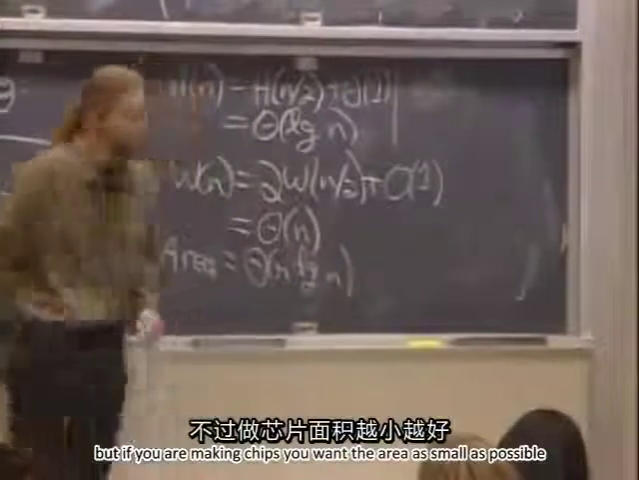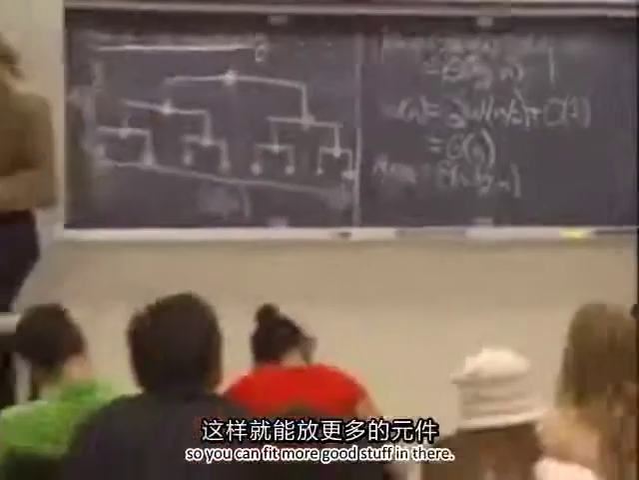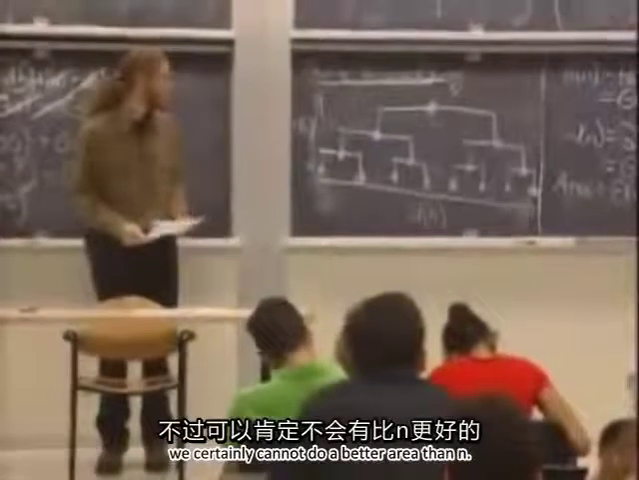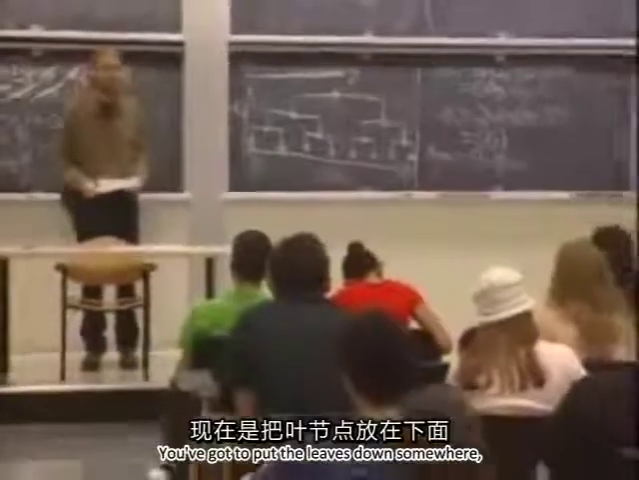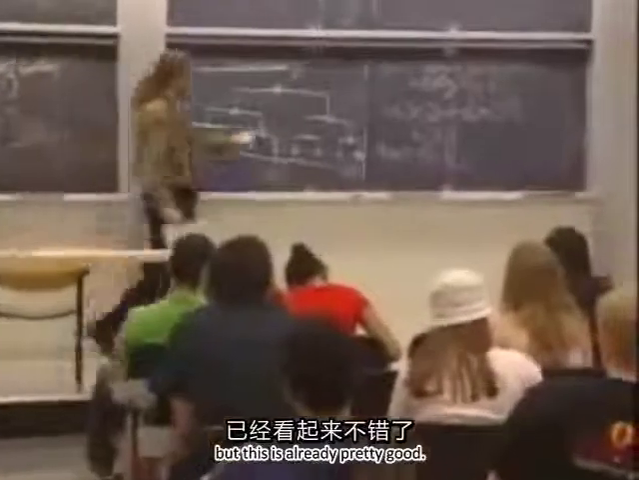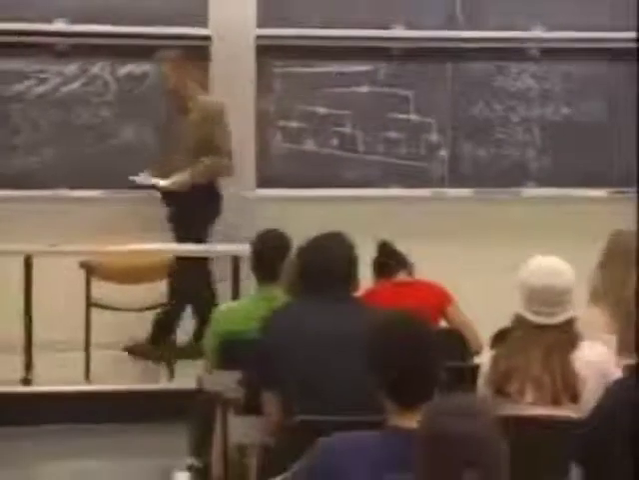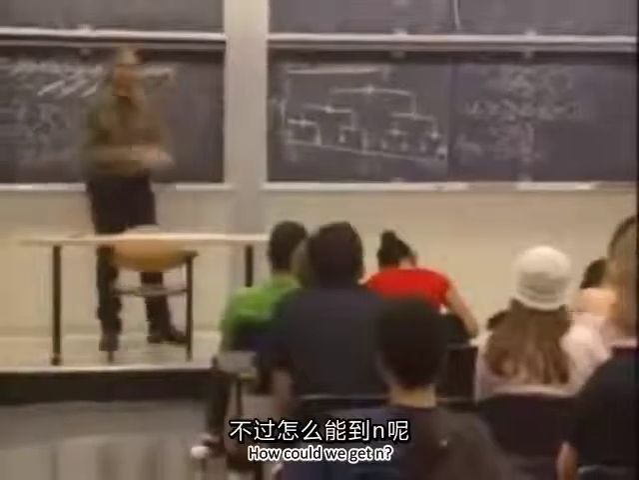But if you're making chips, you want the area as small as possible so you can fit more good stuff in there. So we would like to aim for, well, we certainly can't do better area than n. Got to put those leaves down somewhere. Well, it's already pretty good. It's only a log factor off, but we want to aim for n. Now, how could we get n?